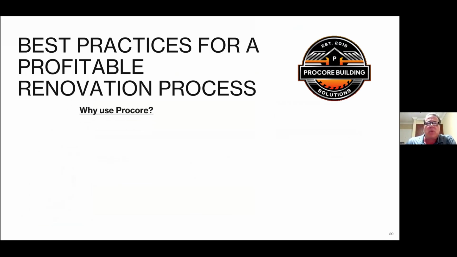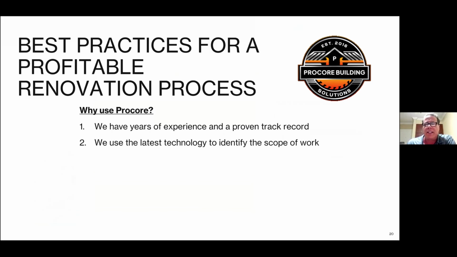Our best practice: why would you use Procore over another company like Free Model or the other guys that are out there? One, we have years of experience and a proven track record. We use the latest technology to identify the scope of work. We actually go in with a LiDAR scanner. We create an as-built of the house. So we have an as-built drawing and we have a picture of everything on the interior of that property prior to presenting a design to your client.